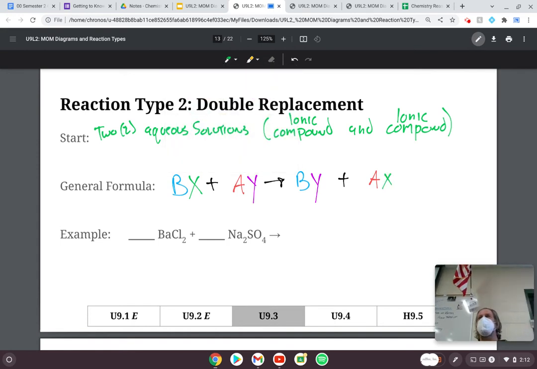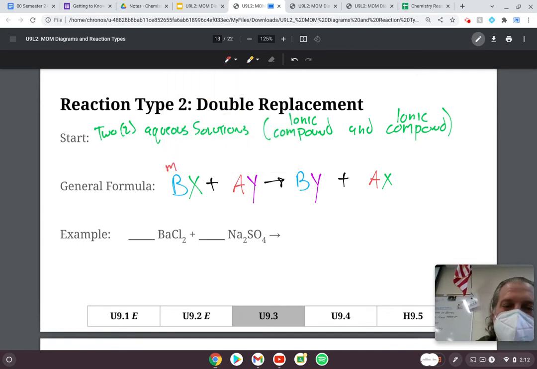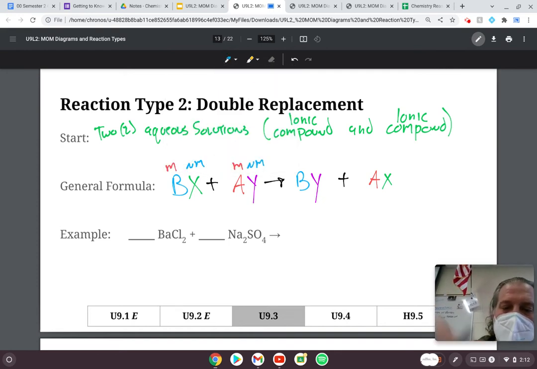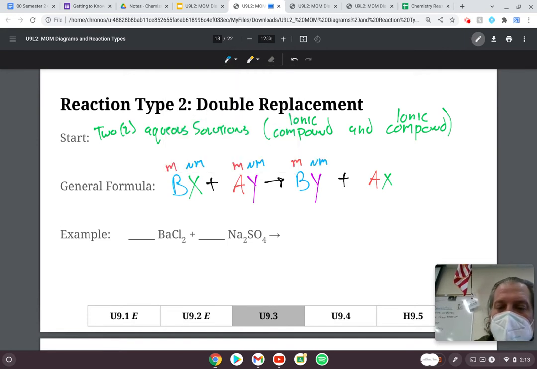And what I want to make sure that you really understand is that B is going to be a metal, X will be a nonmetal, A will be a metal, Y will be a nonmetal. And on the product side, B is going to be a metal, Y will still be a nonmetal, A will be a metal, and the X will still be a nonmetal. And that's important because when you write the products for a double replacement reaction, the metals always come first, followed by the nonmetals.